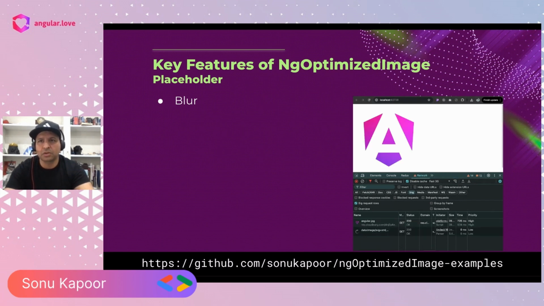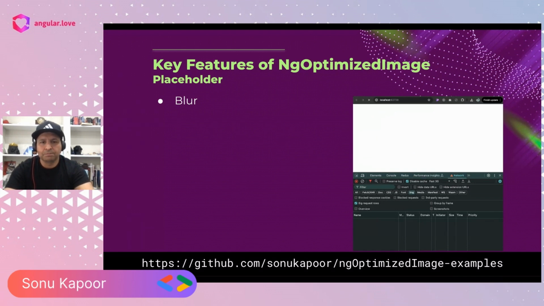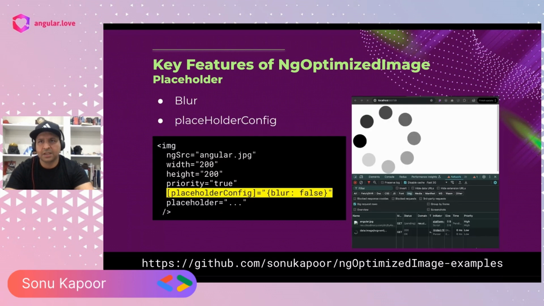If you do not want to have this blurriness, you can disable it by using the placeholder config and setting the blur key to false, right? So this is how it would look. And this is how the base64 image itself actually looks, right? So yeah, this completes the priority and placeholder topic.